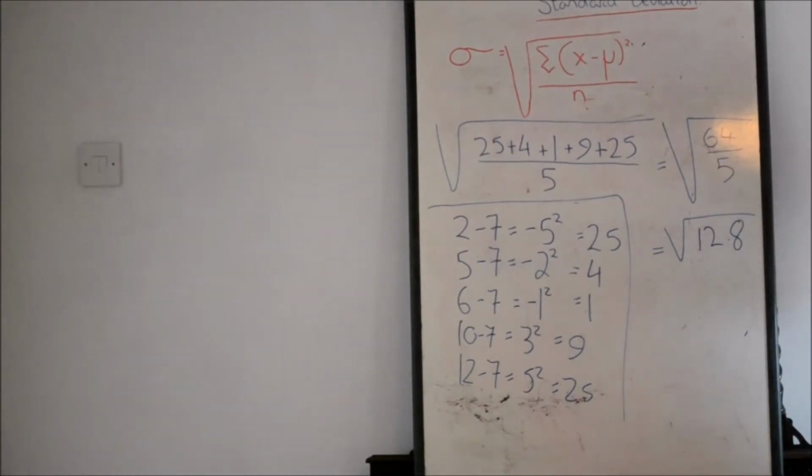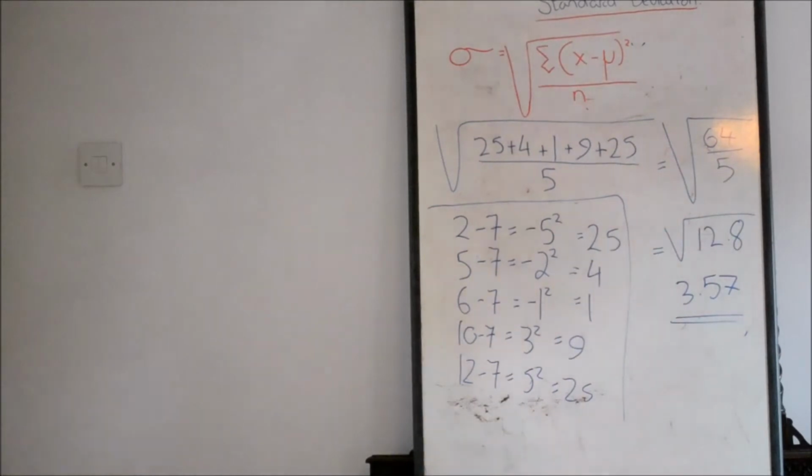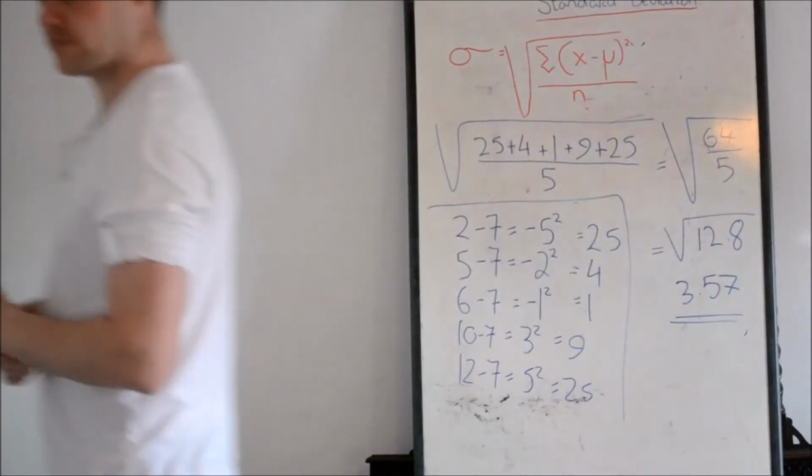12.8, and get the square root of 12.8, and that gives us 3.57. So 3.57 is our standard deviation. Okay? If you want to take that down as an example, I'll give you a few minutes to do that. Okay?